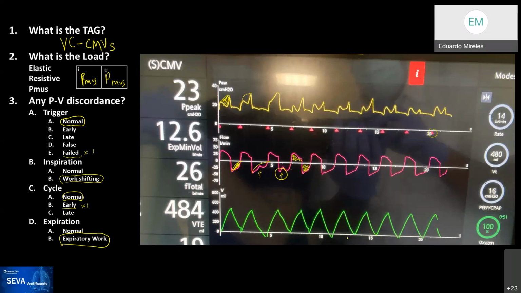All right, Rob. I agree with everything. There was a comment about intrinsic PEEP or Auto-PEEP being high, but as you said, it's only defined for passive exhalation. This is clearly active exhalation for every breath that I can see, and so Auto-PEEP is undefined in that situation.